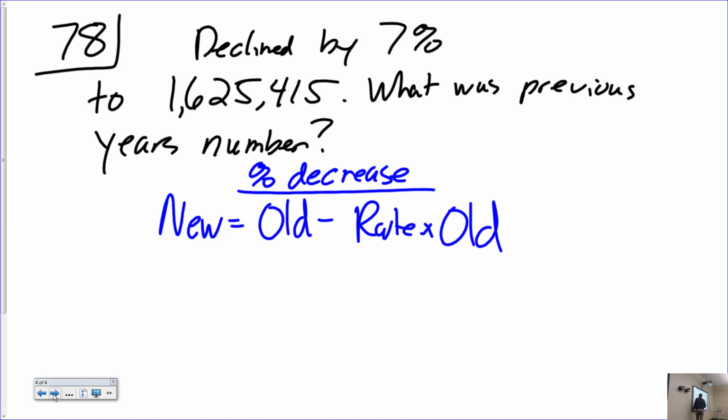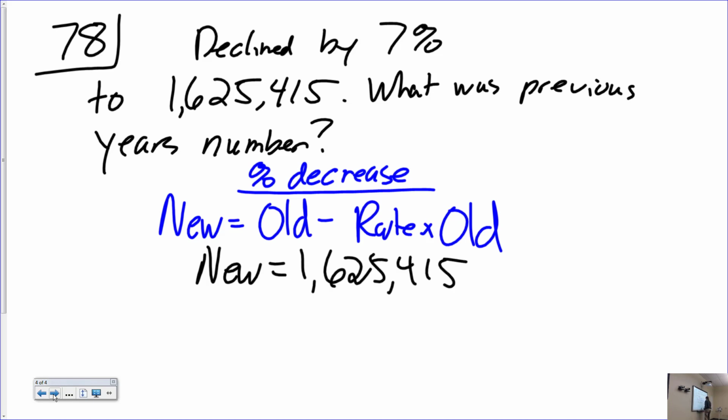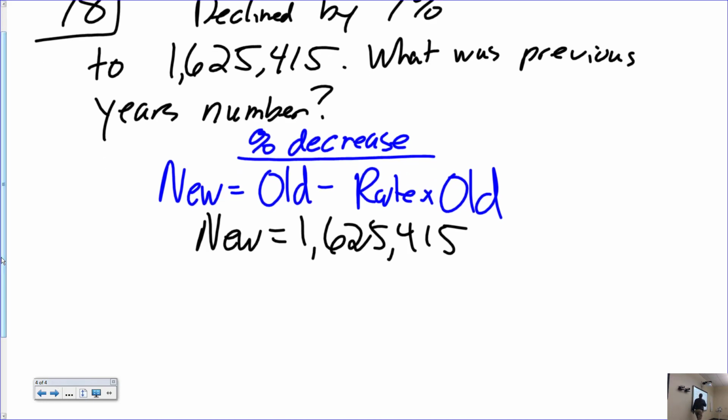Now, what have I given you in this problem? The new, right? Because it declined this year by 7% to this number, and we want to know what it was last year. So I didn't give you the old, I gave you the new, 1,625,415 people. And the rate, 7%, again, convert to a decimal correctly. And so then our old is X, we don't know.